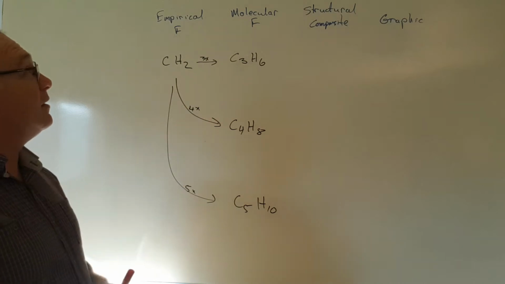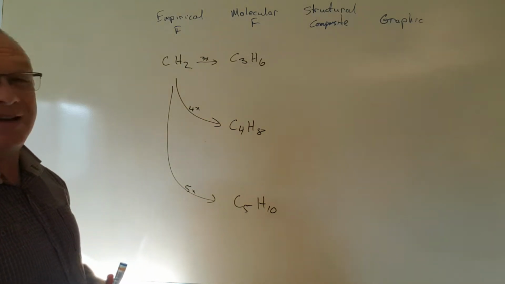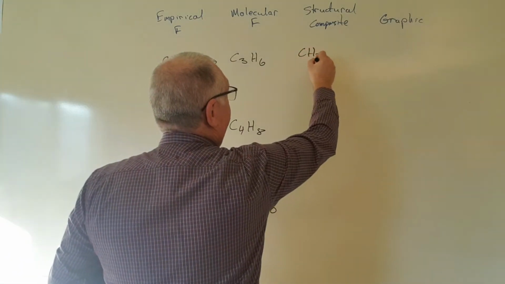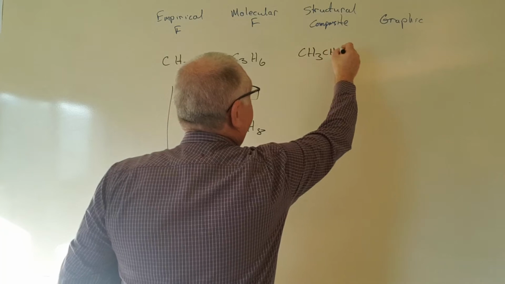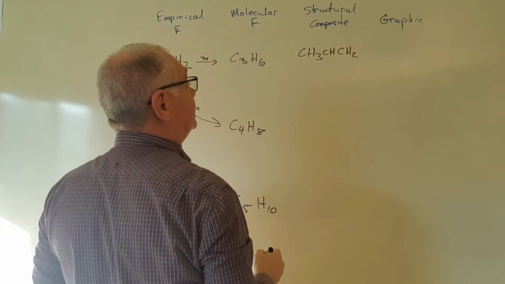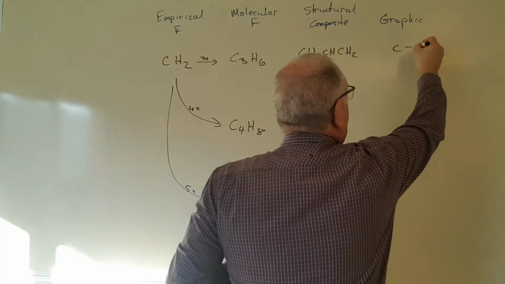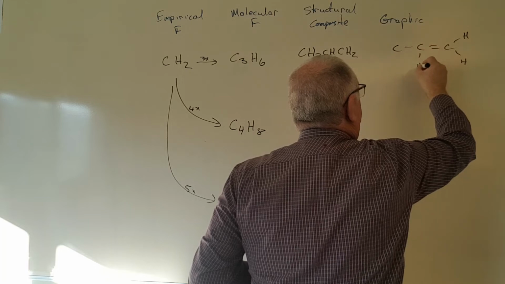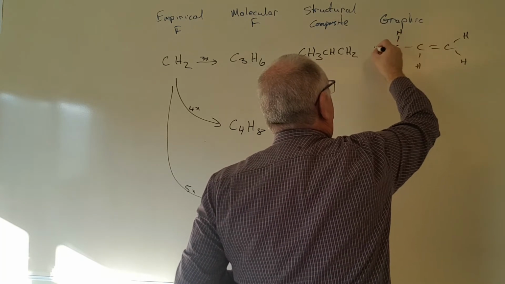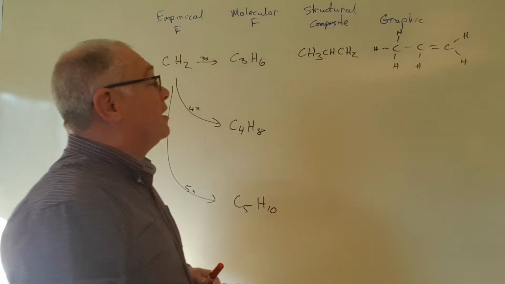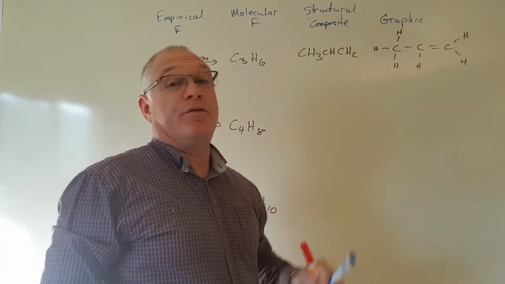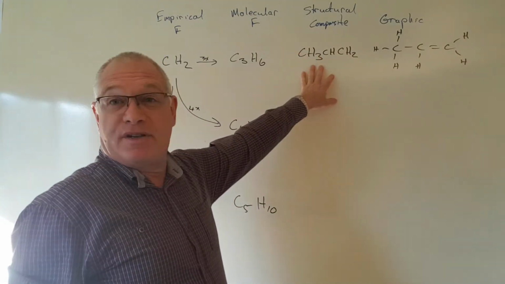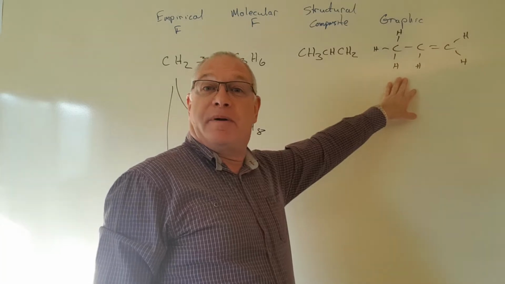Now, this particular formula with a molecular formula of C3H6 could have a structural formula of CH3, CH2, which would mean that it could have a structure like that, putting in all the hydrogens. So both of these structural formulae show us what the structure of the molecule is like. This one in a composite form and this one in a graphic or a pictorial form.